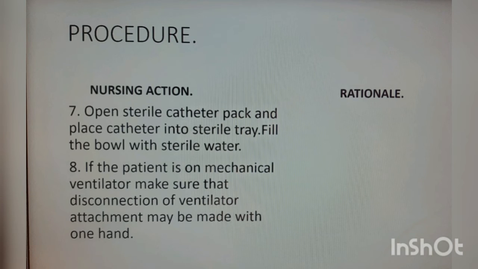Next, open a sterile catheter pack and place the catheter into the sterile tray. Fill the bowl with sterile water. Next, if the patient is on a mechanical ventilator, make sure that disconnection of the ventilator attachment may be made with one hand.